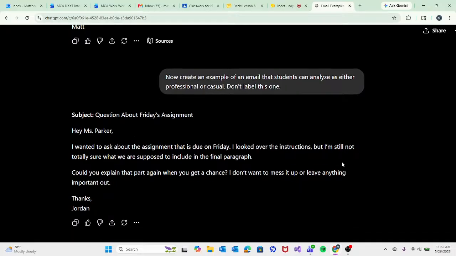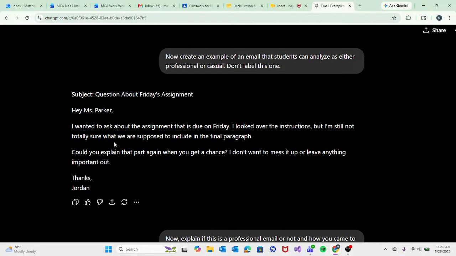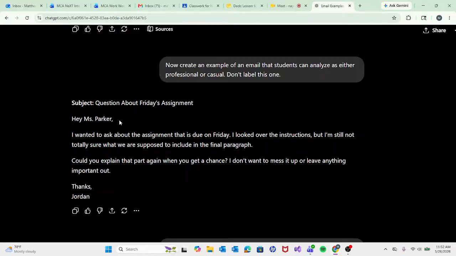Now create an example of an email that students or technologists can analyze. So you're taking on the role of, based on the 5 examples that you saw a professional and then 5 on the casual side, this one's not labeled. So what if we had question about Friday's assignment? For the teacher, that would be quite clear of a subject. Hey, Mrs. Parker. Okay. Hey's more on the casual side, but maybe this is a college professor. Maybe this person knows that that would be their preference. And even if they're a doctor level, you might have a professor that's Dr. Parker.